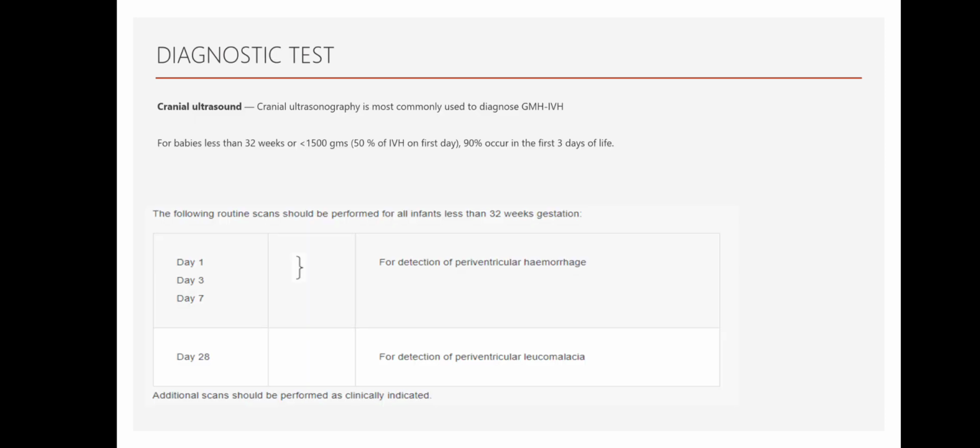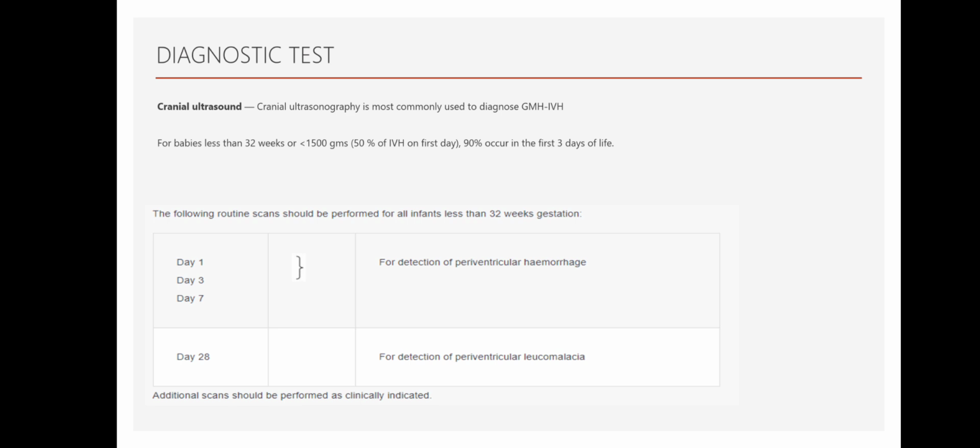What diagnostics do we use? Cranial ultrasound is the recommended modality, and babies who are born at less than 32 weeks of gestation or weigh less than 1.5 kg will need an ultrasound. 50% of these babies will have intraventricular hemorrhage on the first day, while 90% will have it in the first 3 days of life.